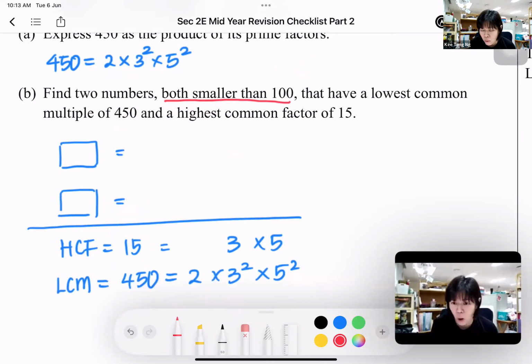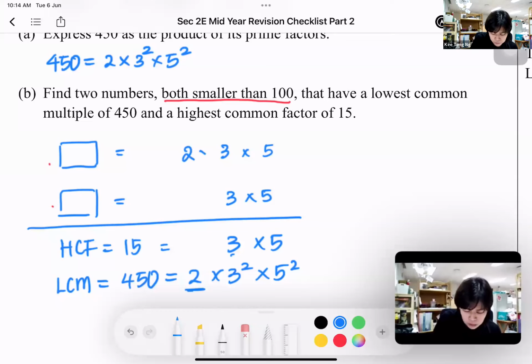For basic, we always start with the highest common factor. Highest common factor means both the numbers have that factor. So both numbers, first number and the second number, have the factors 3 and 5, right? So 3 times 5, 3 times 5. And it may have some extra factors, may have different powers, okay? And then next one, I have the factor 2. I'm considering my LCM now. I have a factor 2. So I must put my 2 somewhere, right, to start off with. So I should put it with the first number.